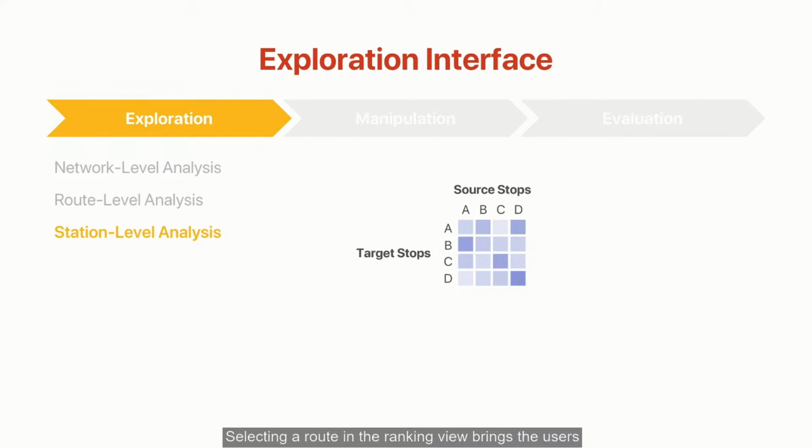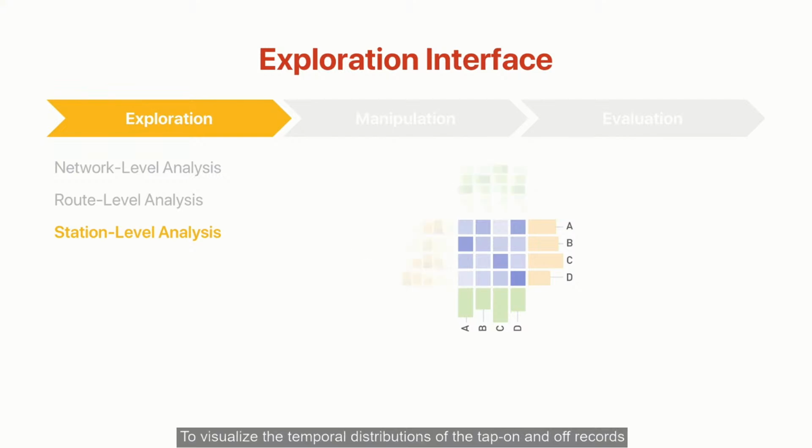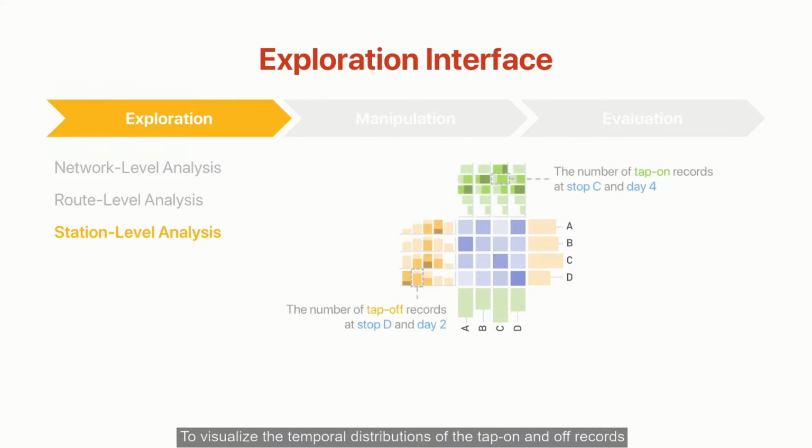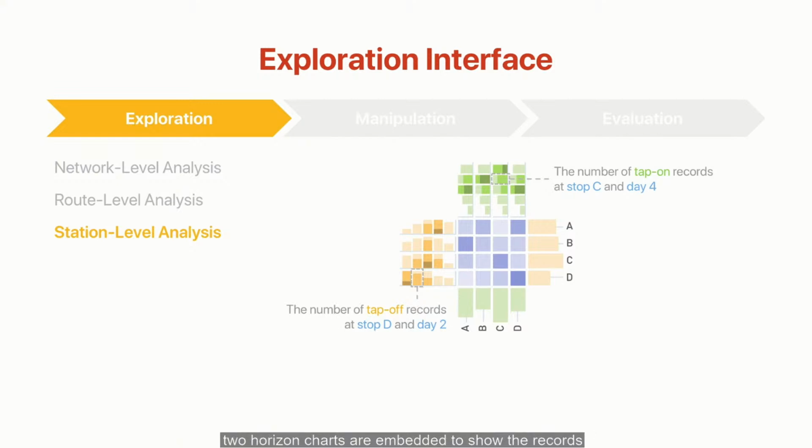Selecting a route in a ranking view brings the users to a matrix-based visualization that summarizes the trip records. The opacity of each cell encodes the number of passengers. The cumulative passenger flows are shown in the bar charts. To visualize the temporal distributions of tap-on and off records, 2 horizon charts are embedded to show the records aggregated by day, hour, or weekday.